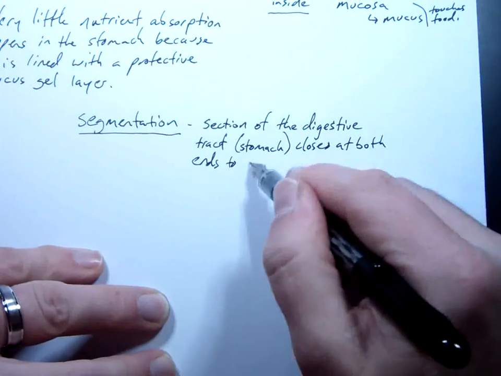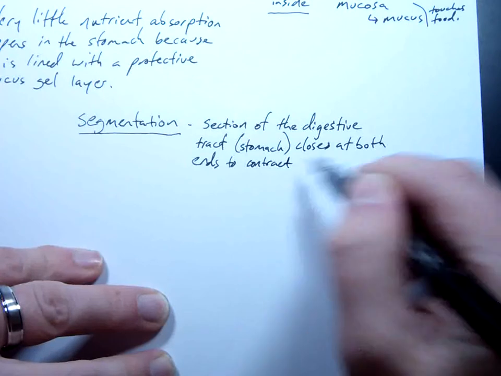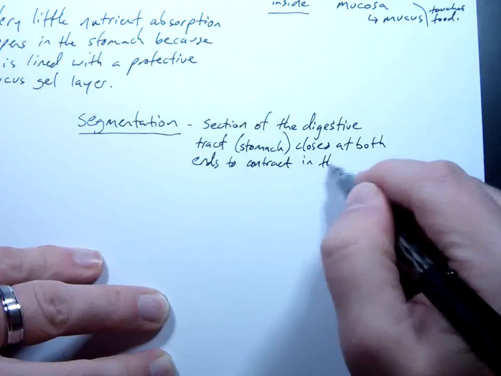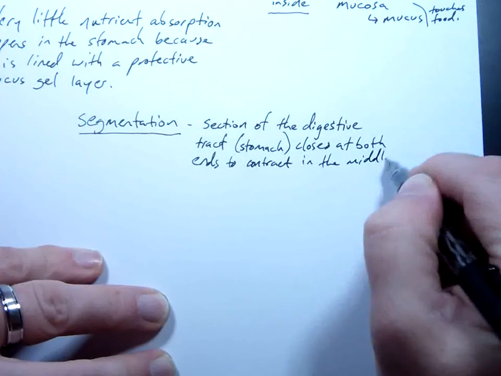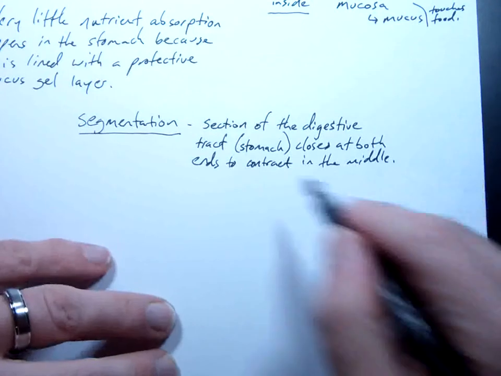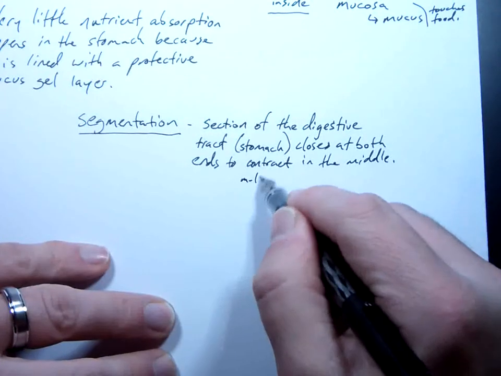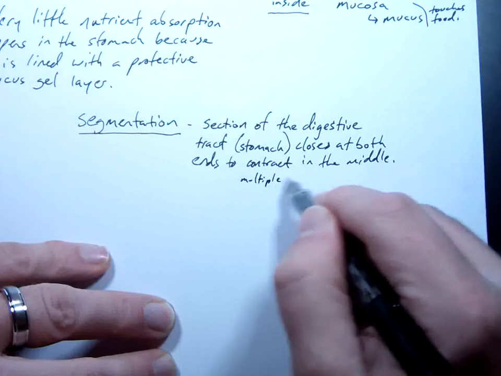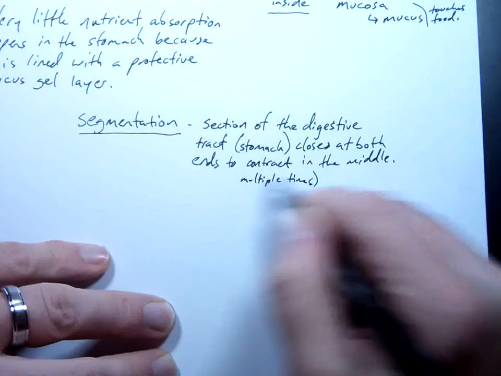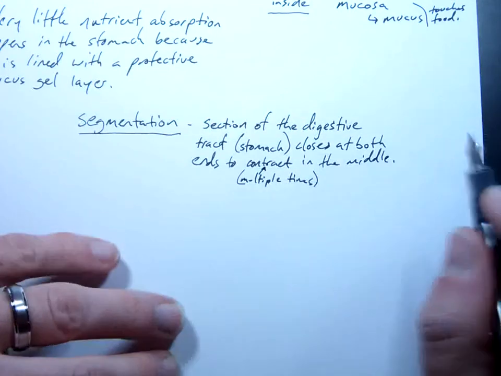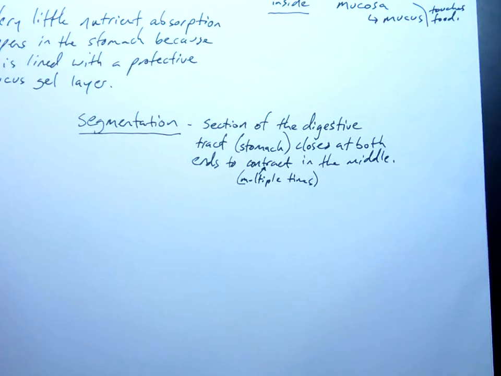To contract in the middle. And not just once, but many, many times. Multiple times, sometimes over a series of hours. Right now, that's happening in your stomach. Segmentation is occurring in you right now if you ate lunch.